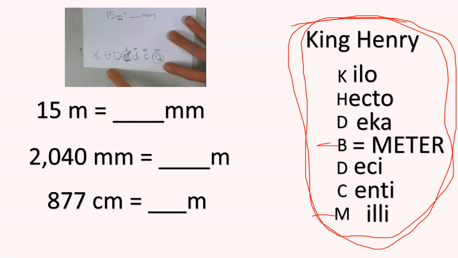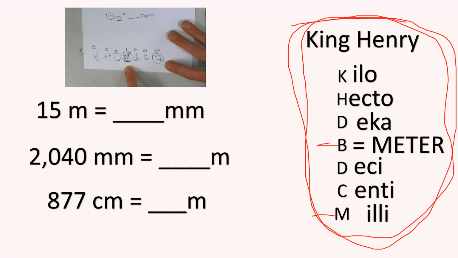Now, if you go the other way, it takes 10 meters to make a decameter. So 1 meter is only worth 1/10 of a decameter. And 1 meter is only worth 1/100th of a hectometer. And 1 meter is only 1/1000th of a kilometer. Okay, so this kind of just helps you remember.